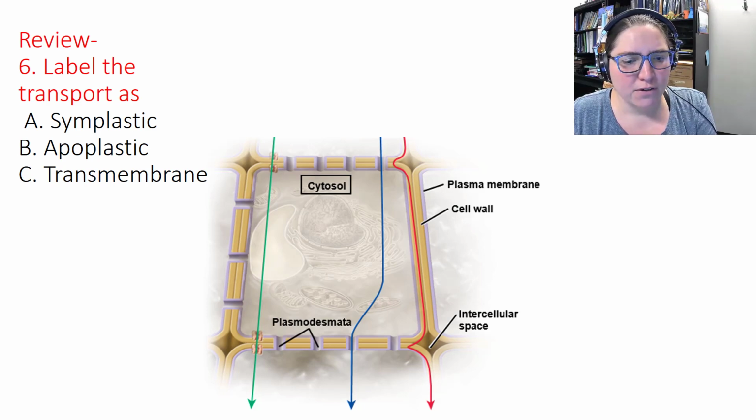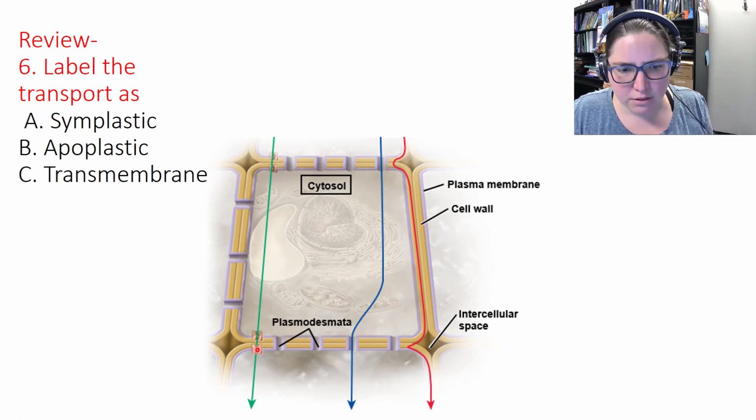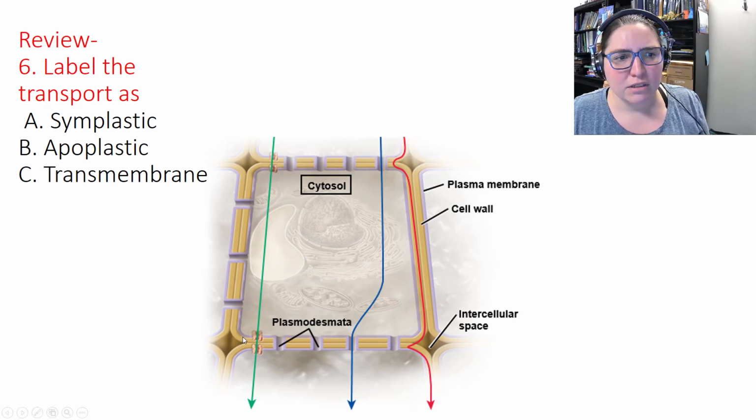As far as which one is easiest to figure out, I personally think this green line here is the easiest, because we're going from one cell to another cell directly through the cell membranes with these little carrier proteins, and so that is going to be C, transmembrane transport. This blue line here is going through the plasmodesmata, so that is symplastic transport, and the red line here is going along the cell wall, so that is apoplastic transport.